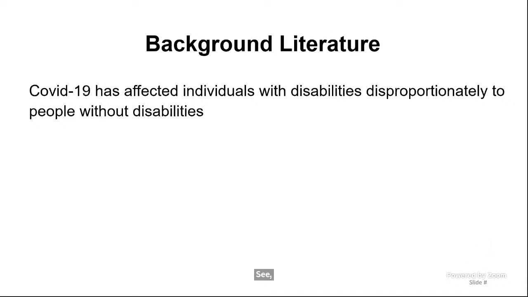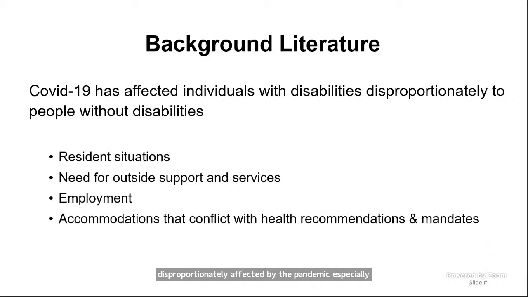So the limited research that has been done to explore the effects of the pandemic for people with disability has found that individuals with disability are disproportionately affected by the pandemic, especially in a negative way compared to those without disabilities. Researchers in general have found that this is often due to residential situations. So living in group homes, if someone there contracts COVID, it goes through everyone pretty quickly.